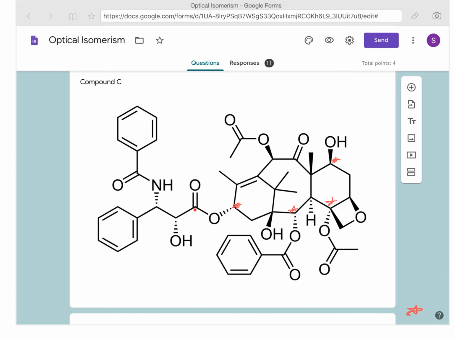That's an oxygen. That's a carbon, but it's got a double bond, so that can't be chiral. That's a carbon, but it's likely to be chiral because it's got this structure here. It goes alcohol, ester, amine sort of group, and hydrogen. So that one's chiral.